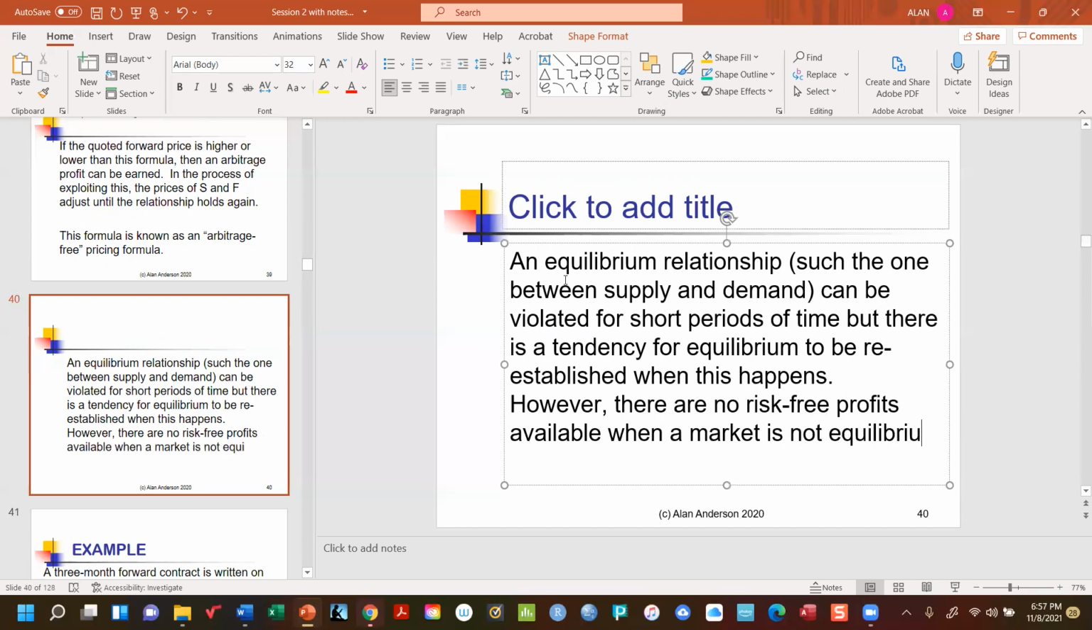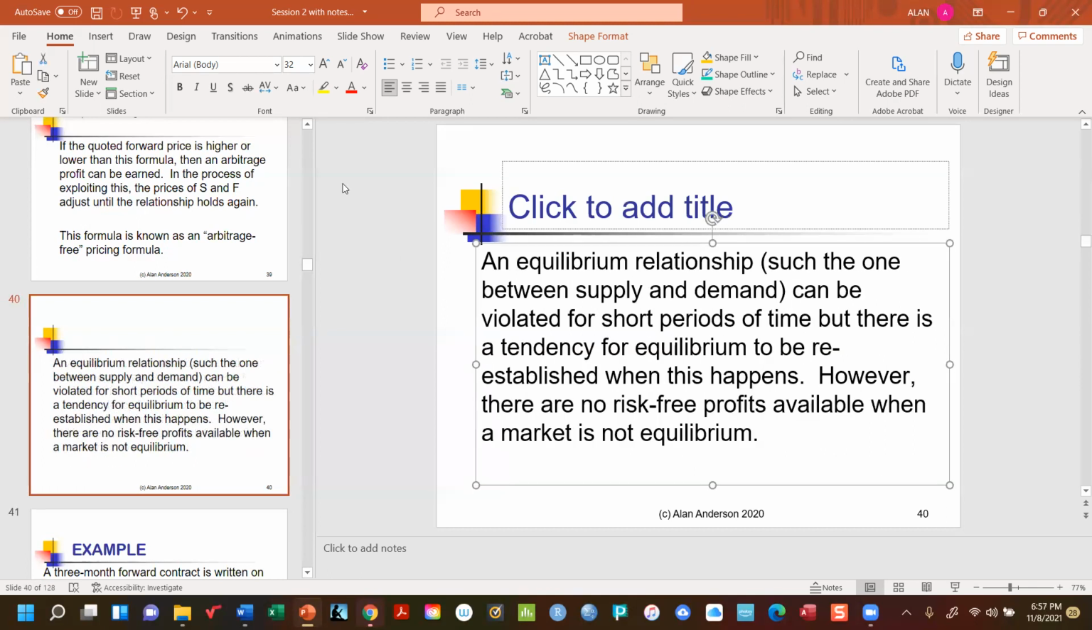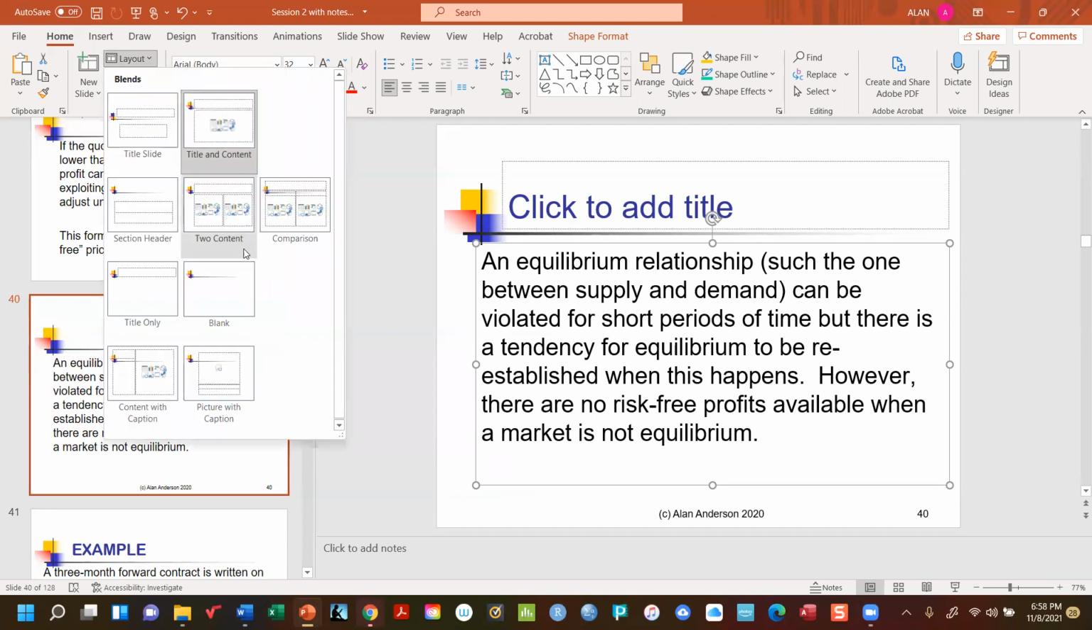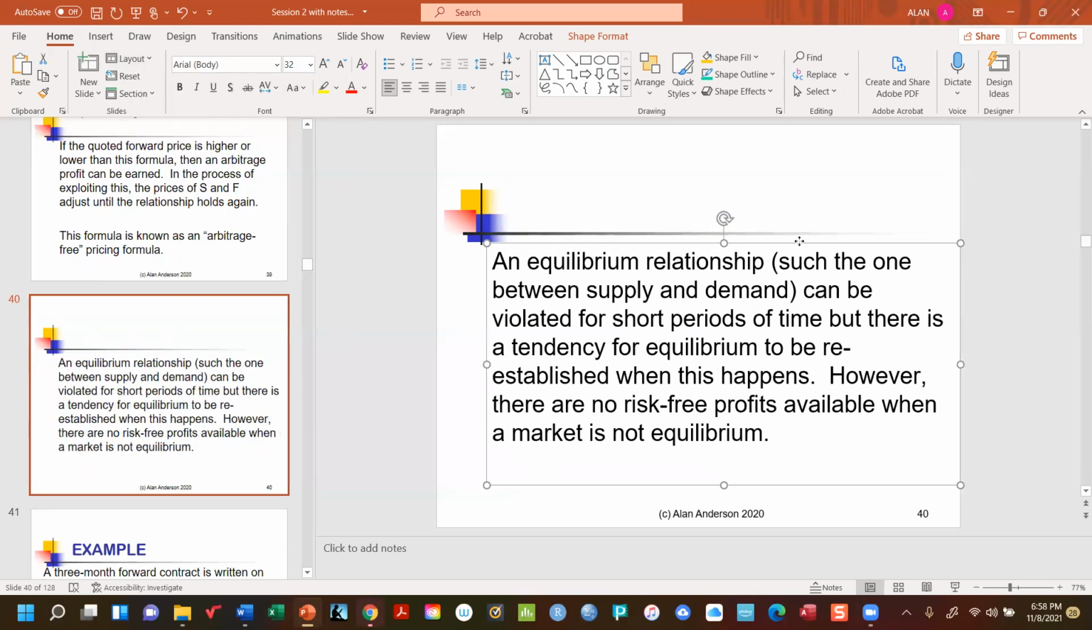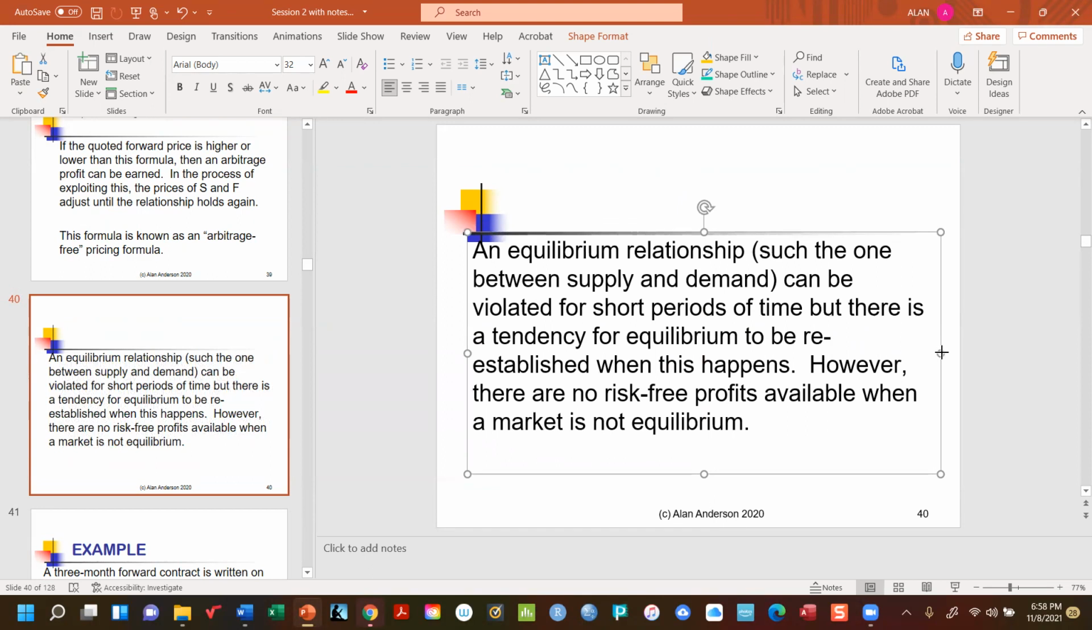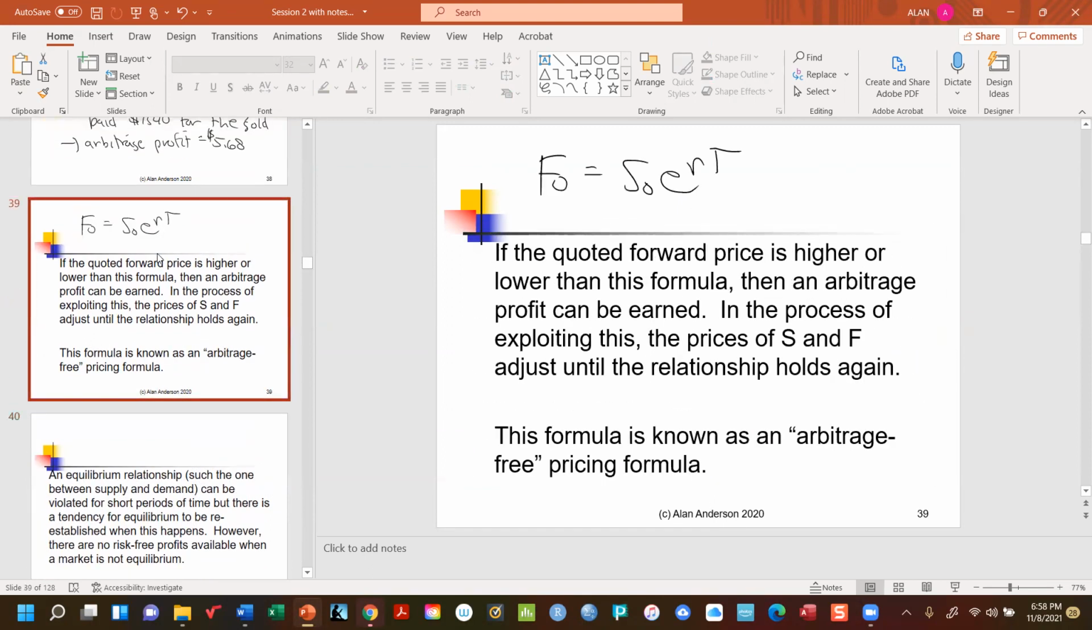Okay, so it's not the same thing. So if there's a market where, let's say, the quantity supplied is greater than the quantity demanded, that means the market is not in equilibrium, but that doesn't mean that there's an arbitrage opportunity for you. With these types of formulas, these arbitrage-free relationships, any deviation, even by a penny, implies that there is an arbitrage opportunity available. So that means that these are not likely to be violated in practice.